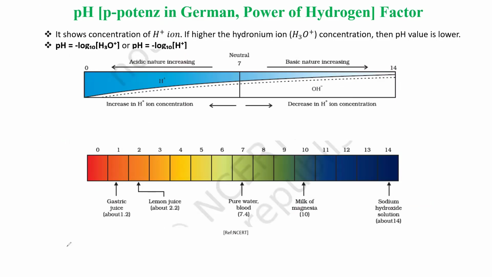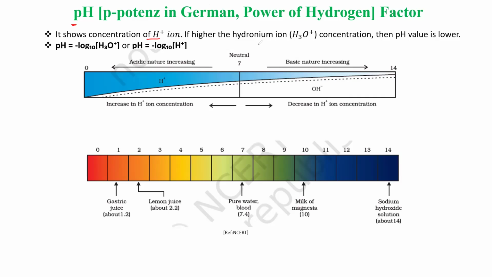Now we have a very important thing, the pH. Every time we are not going to taste the acid or base, so on the basis of the pH value, we recognize their nature. pH stands for potenz, a German word, meaning power. So pH is also called the power of hydrogen. Here we are going to see the pH in different situations. So what is the pH? It shows the concentration of the hydrogen ions.